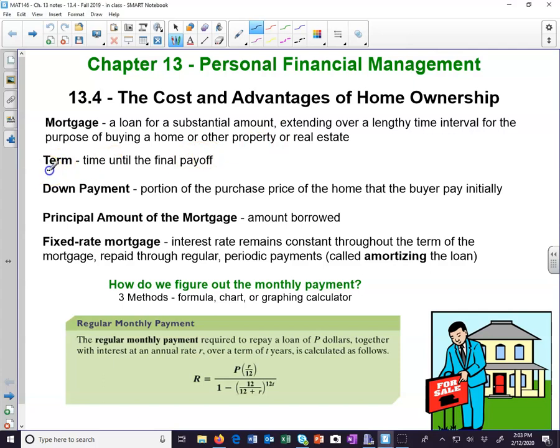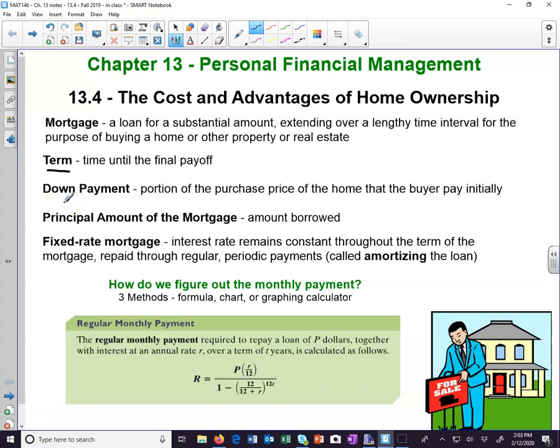The term is a new word that we use to talk about the time until we pay off the loan. So you might hear things like, this is a 30-year term mortgage or 25-year, and that's what that's talking about.